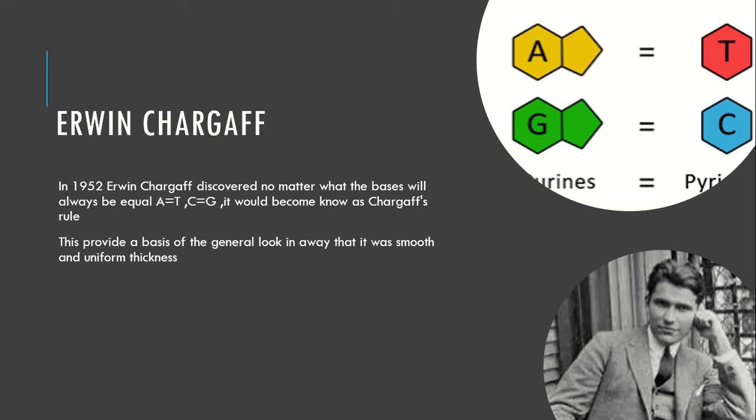Erwin Chargaff, this is the gentleman inside. In 1952, he came up with this rule that no matter the species, the bases in DNA will be equal to each other. A will always have the same number as T, and C will have the same number as G, no matter what. He also provided them an idea of how it looked, like texture: it was uniformly thick and a smooth shape. It wasn't randomly bumpy.